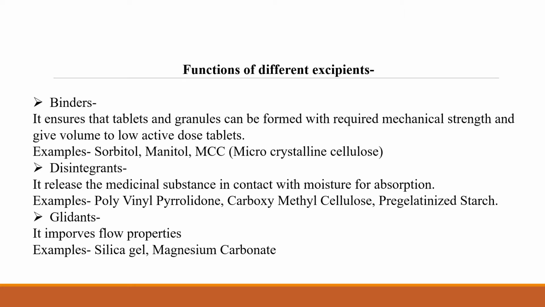First is binders. What it does, it ensures that the tablet and granules can be formed with required mechanical strength and gives volume to low active dosage tablets. It gives mechanical strength and helps to give a volume, size or shape to the tablet. Examples are sorbitol, mannitol, microcrystalline cellulose.